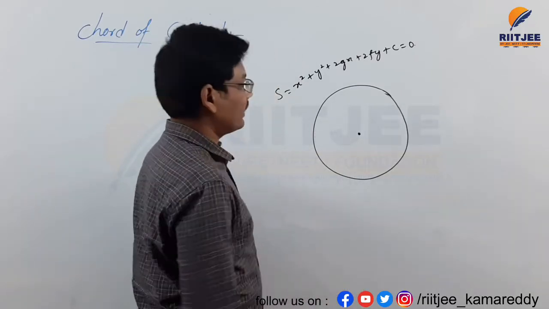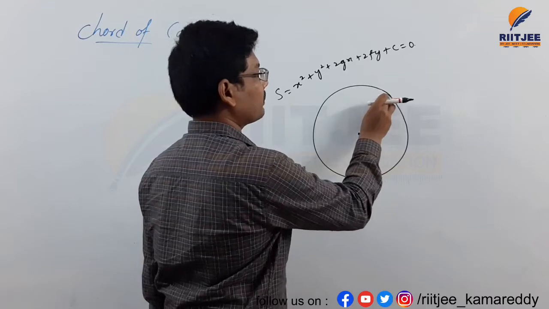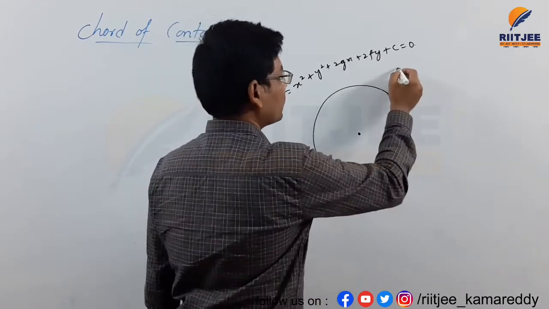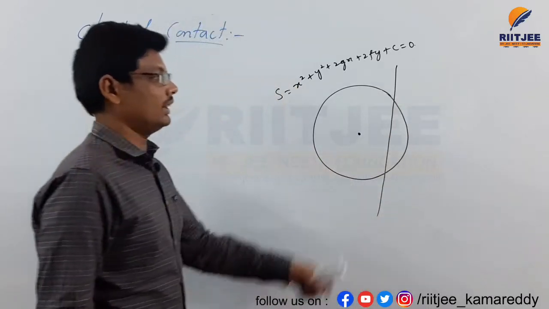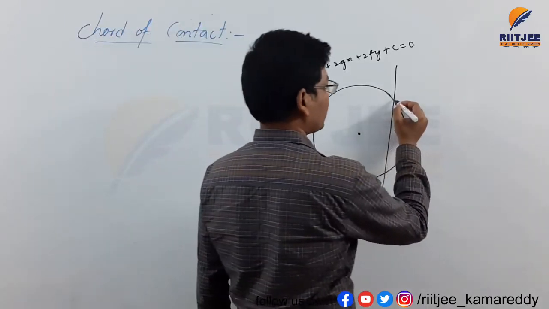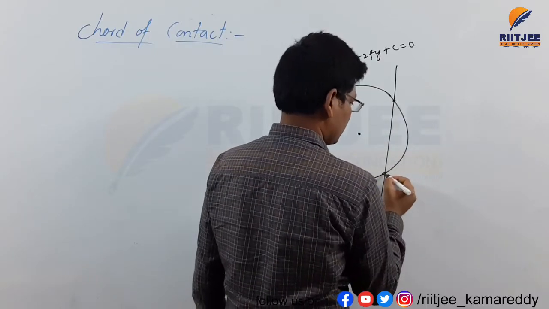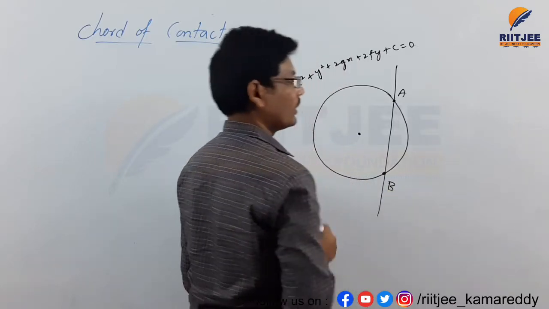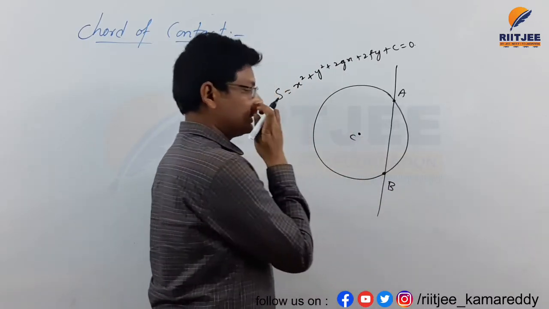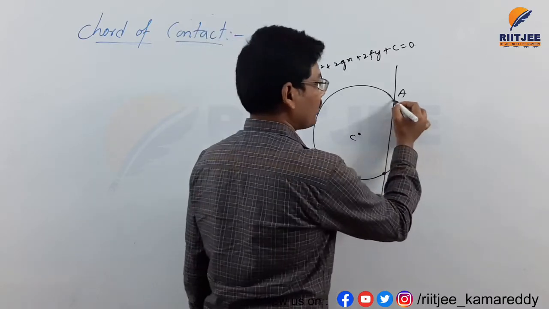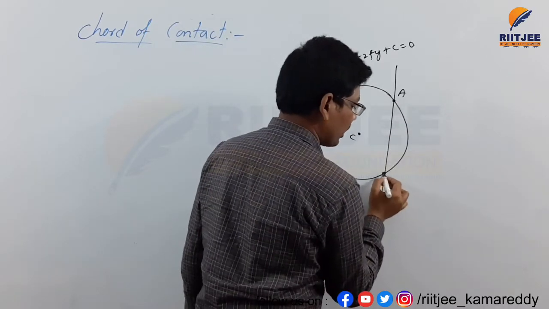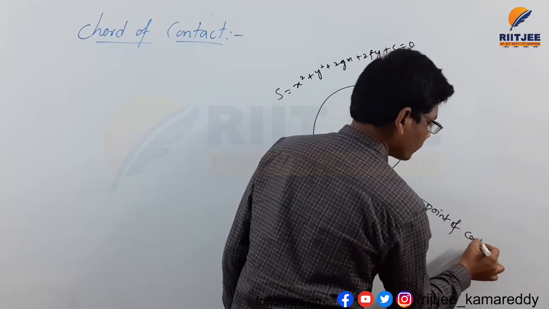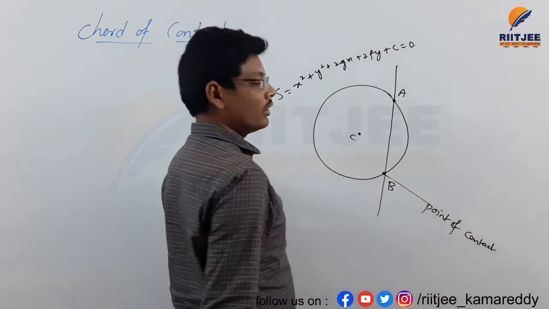And when a secant line, what is meant by a secant line? A line which intersects the circle at 2 points, a line passing through the circle, which should intersect at 2 points. This is A, this is B. I am considering this is A and this is B here, and this is C, the center, and this is called the point of contact. This is also a point of contact.